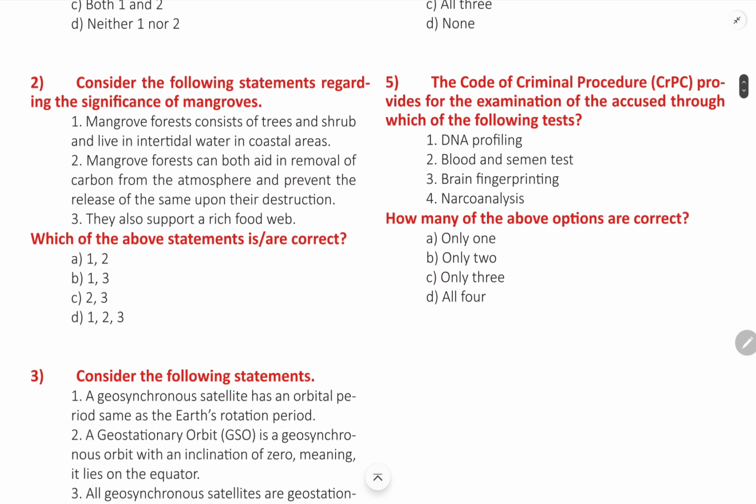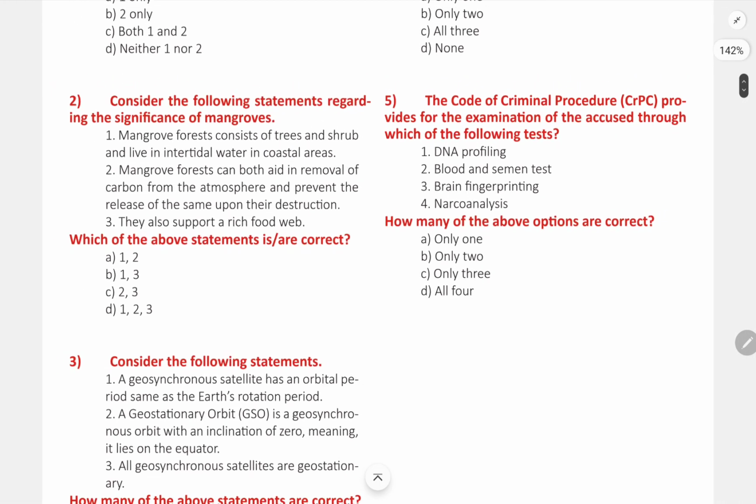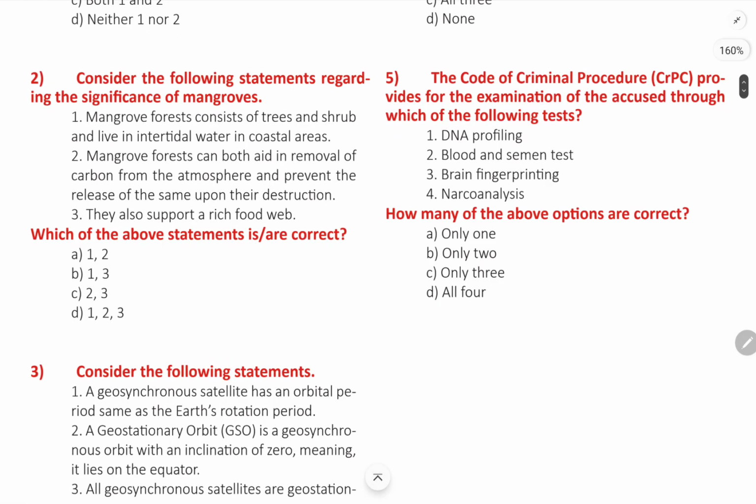Consider the following statements regarding the significance of the mangroves. Mangrove forests consist of trees and shrubs and live in the intertidal water in the coastal areas. Next, mangrove forests can both aid in the removal of carbon from the atmosphere and prevent the release of the same upon destruction. They also support a rich food web. Now which one of the following statements is correct? So the correct answer of the given question is D. That is, all the statements given are correct.